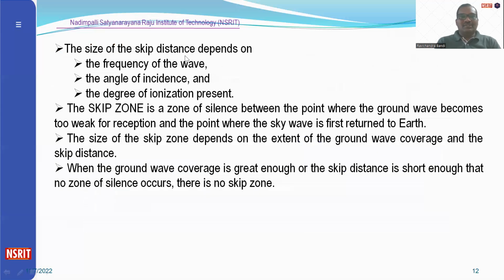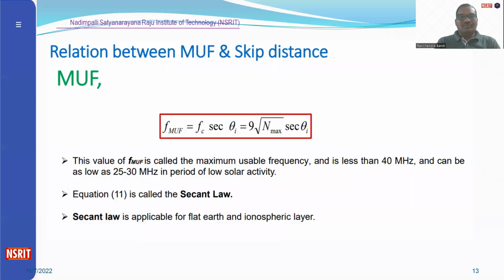The size of the skip distance depends upon the frequency of the wave, the angle of incidence, and the degree of ionization present. The skip zone is the zone of silence between the point where the ground wave becomes too weak for reception and the point where the skywave is first returned to the earth. The size of the skip zone depends on the extent of the ground wave coverage and the skip distance. When the ground wave coverage is great enough, or the skip distance is short enough, that no zone of silence occurs, there is no skip zone.